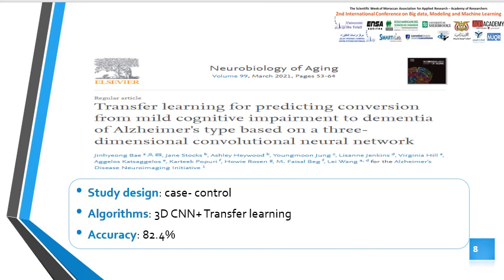Taking the following example, the authors developed a three-dimensional convolutional neural network using transfer learning for training to predict the conversion of mild cognitive impairment to Alzheimer's type dementia. This model produced the best performance in the field, but also avoided problems such as lack of data, high variance, and data leakage.